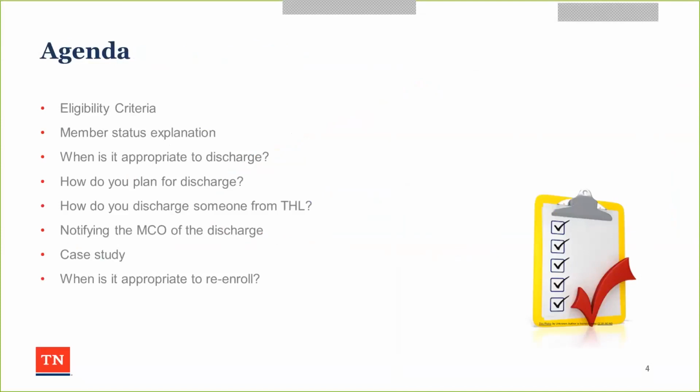Here is our agenda for today. We'll first be discussing eligibility criteria, member status explanation, when it is appropriate to discharge, how to plan for discharge, how to discharge someone from Tennessee HealthLink, and notifying the MCO of the discharge. We also have a case study for you, and when it is appropriate to re-enroll.